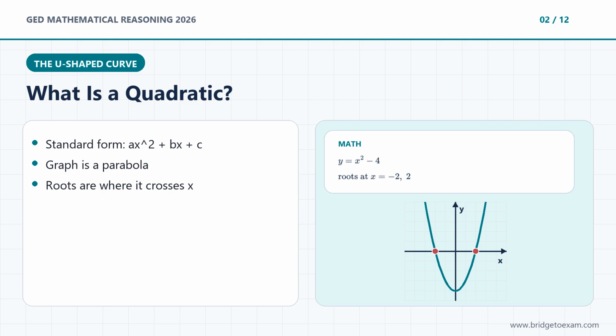On a graph, it makes a parabola. The places where the curve crosses the x-axis are the solutions, also called the roots. This curve crosses at -2 and +2, so those are its 2 solutions.